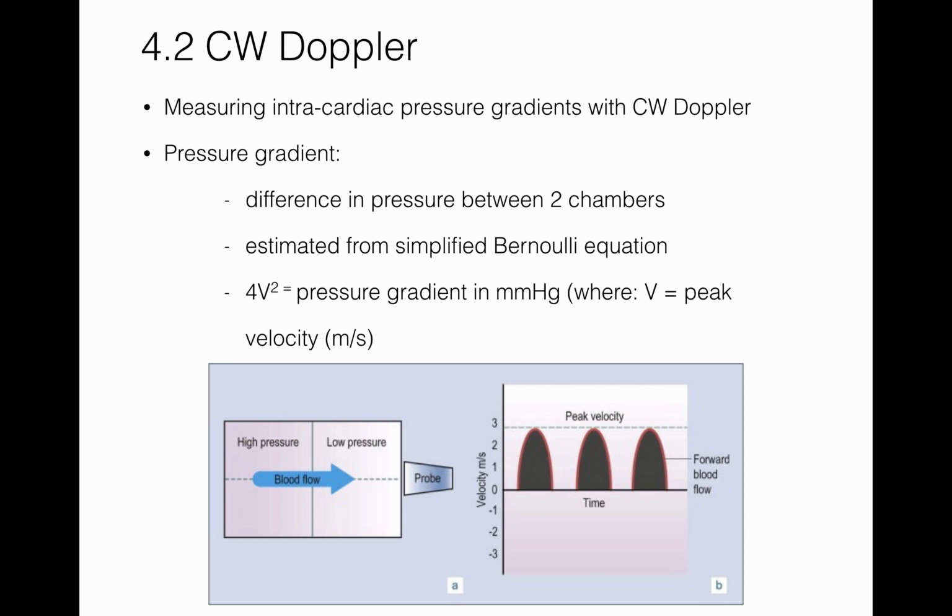Continuous wave Doppler also allows the measurement of pressure gradients, that is, the difference in pressure between two chambers. By measuring the peak continuous wave Doppler velocity and by applying the Bernoulli equation, that is, the equation on the screen, velocities can be converted into gradients. You'll learn more about the Bernoulli equation in Principles of Cardiac Sonography 1 Physics lectures, and of its application in Semester 2. For now, it is important to understand that continuous wave Doppler allows intracardiac pressure gradients to be measured.